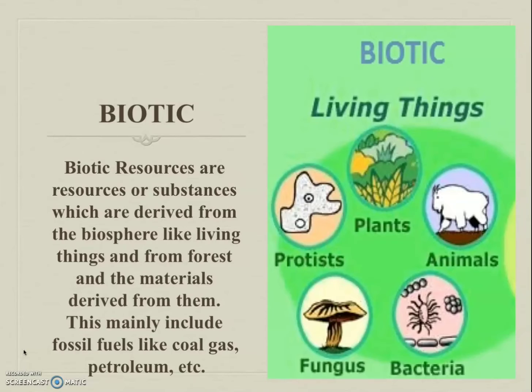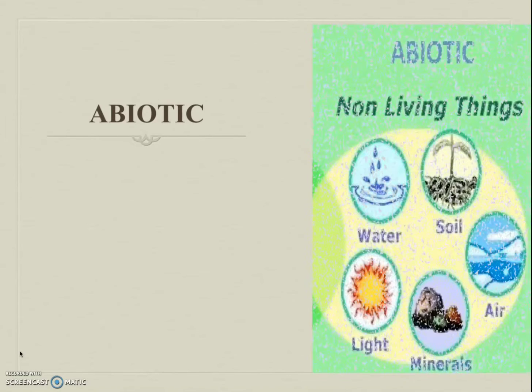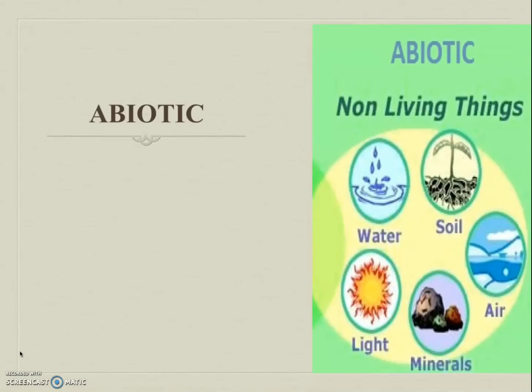Clear? Next, we are going to see abiotic resources. Here we are going to see about non-living things. All non-living things are abiotic resources. Resources like soil, rock, and minerals are abiotic.